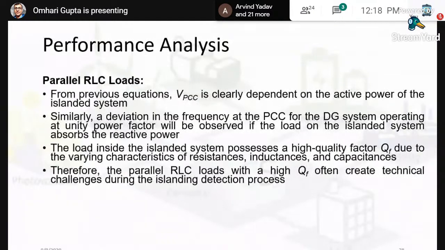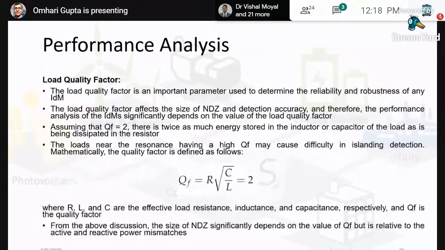The load inside the islanded system possesses a high quality factor due to the varying characteristics of resistances, inductances, and capacitances. Therefore, the parallel RLC loads with a high quality factor often create technical challenges during the islanding detection process. Okay, so the load quality factor formula is written over there. The load quality factor affects the size of the NDZ and detection accuracy. And therefore, the performance analysis of any method significantly depends on the value of the load quality factor.